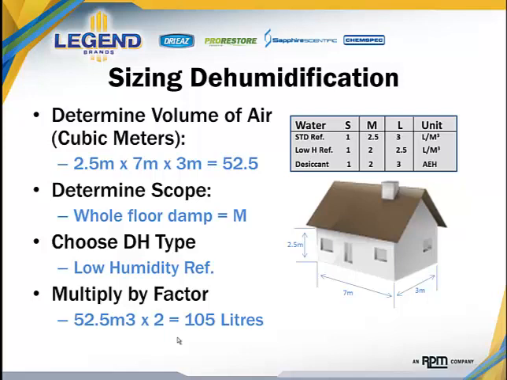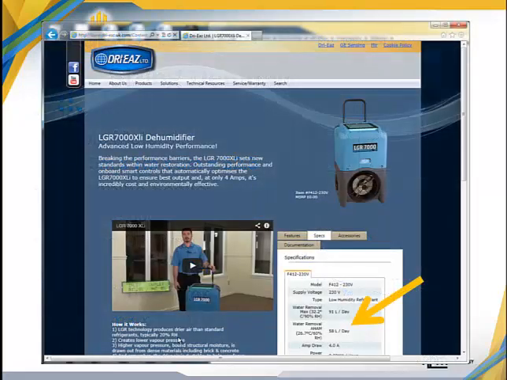In other words, we need 2 liters of dehumidification at an AHAM 24-hour rating for every cubic meter of air that we will be dehumidifying. So in simple terms, we take our cubic meters and multiply by that factor. We need 105 liters of dehumidification in this space. Now it's important to understand how dehumidifiers are rated so that we can appropriately apply this 105 liter number.